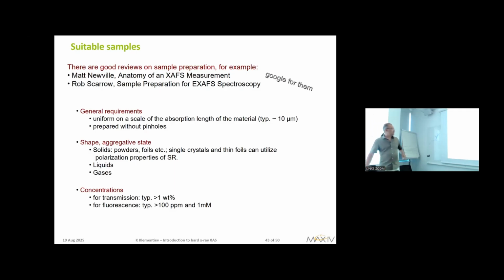And the concentrations that we can reach most typically with our sample or with samples from our users, this is in transmission more than say 1% or not much less than that. And in fluorescence, yeah, we typically it's set here, but we measured in 1 ppm as well.